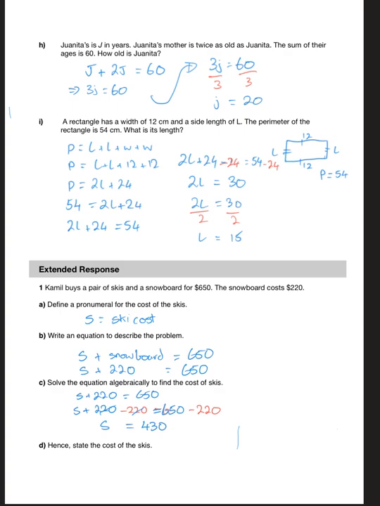The last part just says to state the cost of the skis. So it's looking for the worded answer. So the skis cost 430. Remembering that this is a dollar question, so we must include the unit of measurement, dollars in this case, and that is the end of that question.